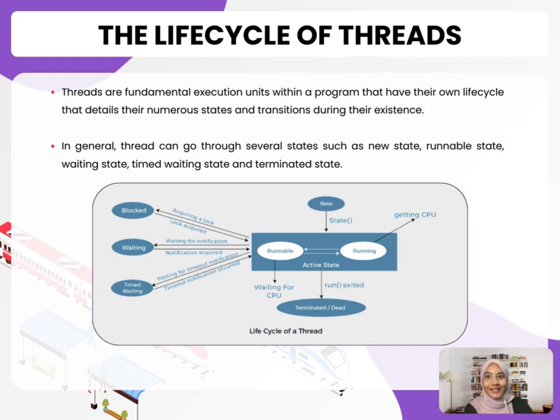Threads are fundamental execution units within a program that have their own life cycle that details their numerous states and transitions during their existence. Threads' behavior and progression during program execution are directly reflected in their life cycle. In general, a thread can go to several states such as new state, runnable state, waiting state, time waiting state, and terminated state. The diagram below shows an example of the life cycle of a thread.